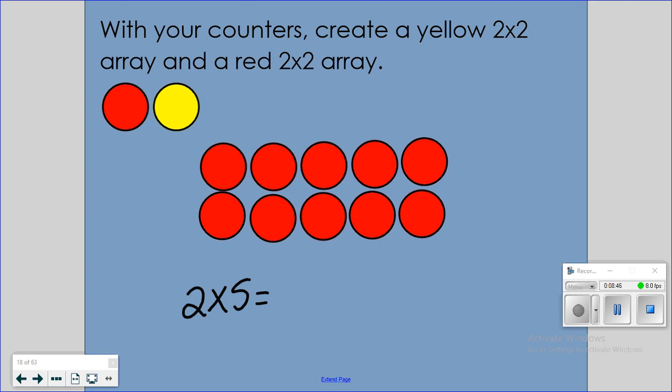You have those counters there. Can you count them? What does it equal? What does that equal? How many total things is that? 10.